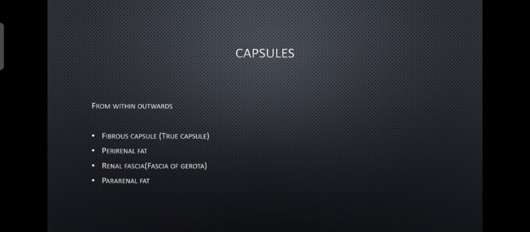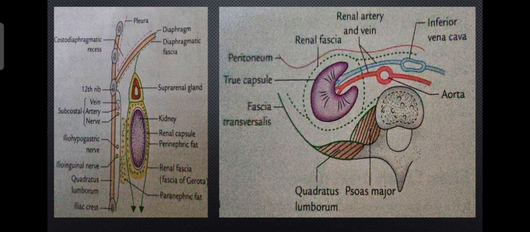Then the renal fascia, that is one type of fascia called the fascia of Gerota, forms the next layer, and the pararenal fat is a fatty layer. Here we can see the various arrangement of structures present around the kidney. This is the kidney, and it is surrounded by just a lining of the kidney.